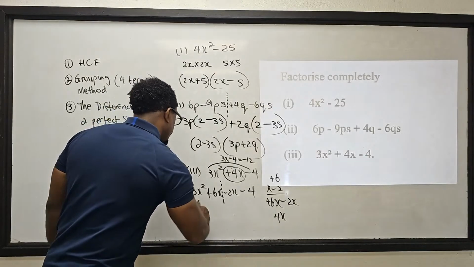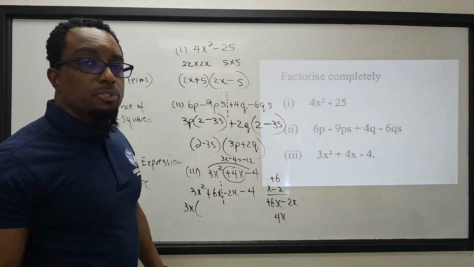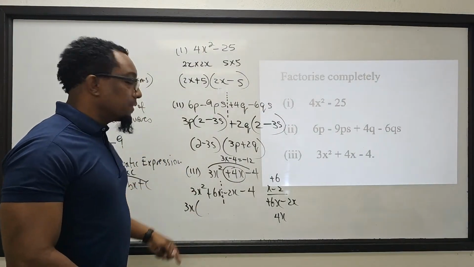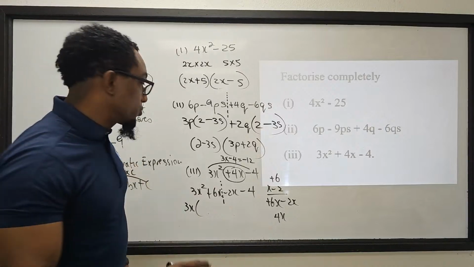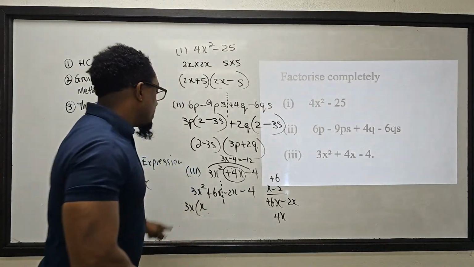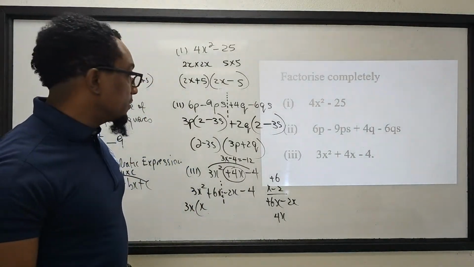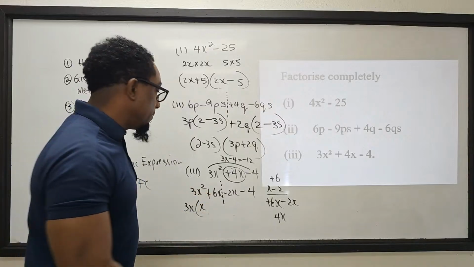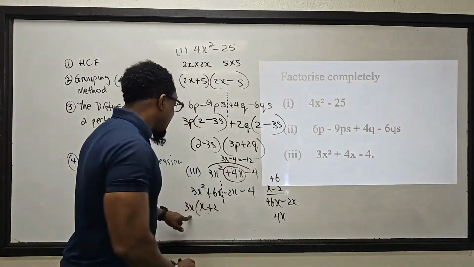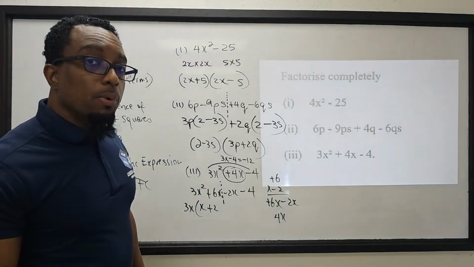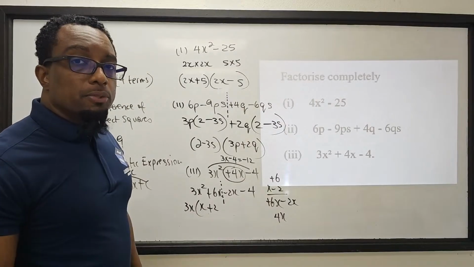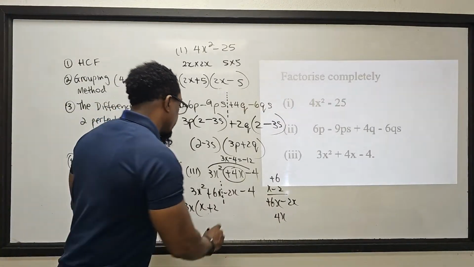Let me divide 3x into 3x squared. 3 into 3 is 1. X into x squared will give me x. Let me divide 3x into plus 6x. 3 into plus 6 will give me plus 2. X divided into itself will give you 1. So I have x plus 2 within the brackets.